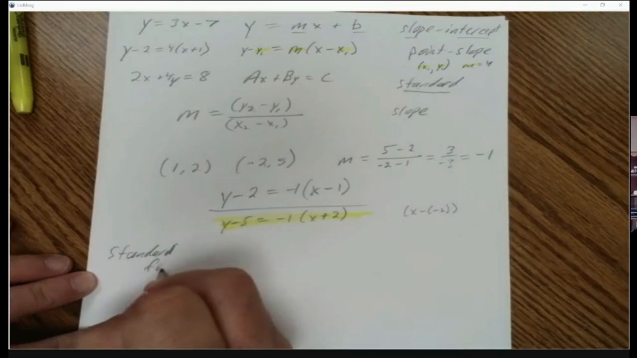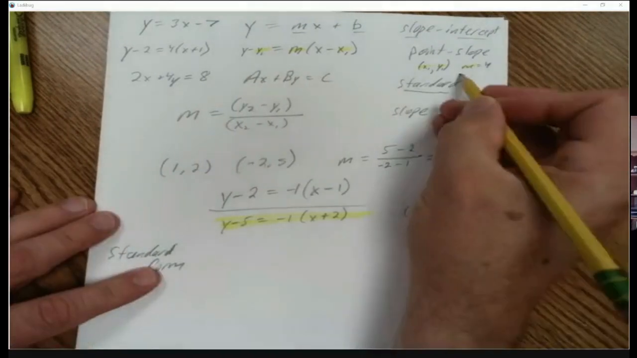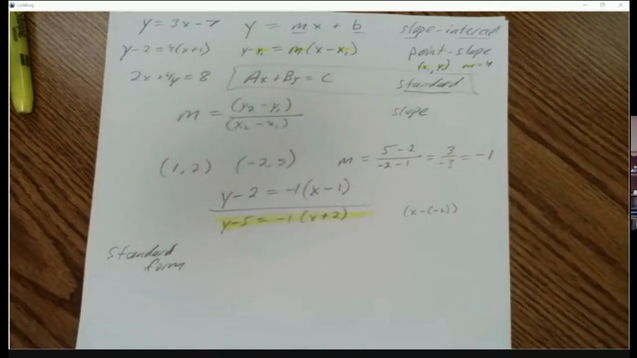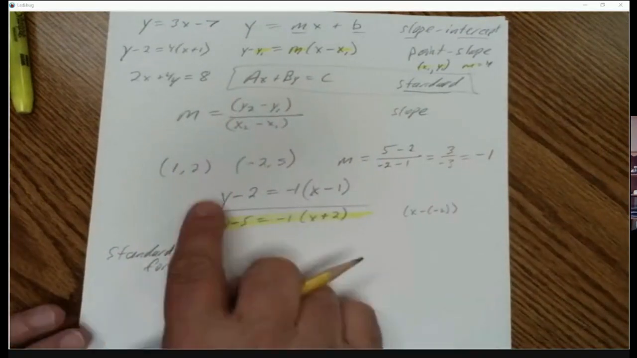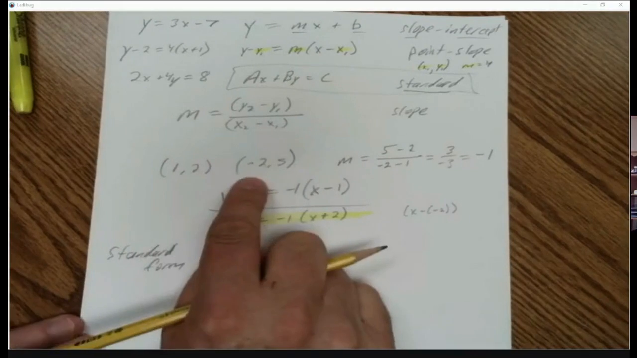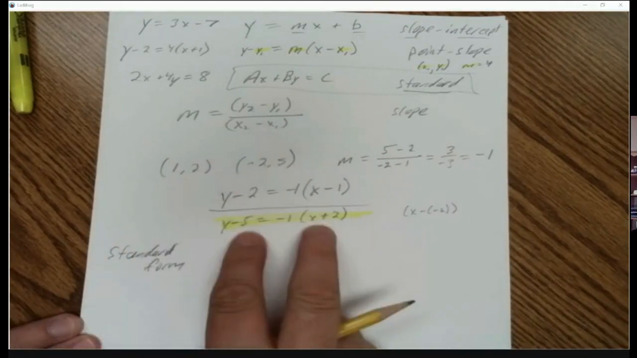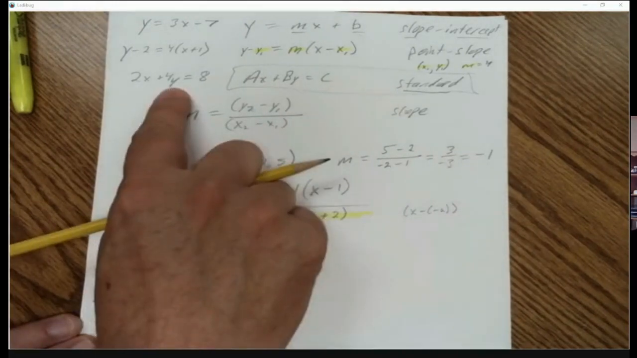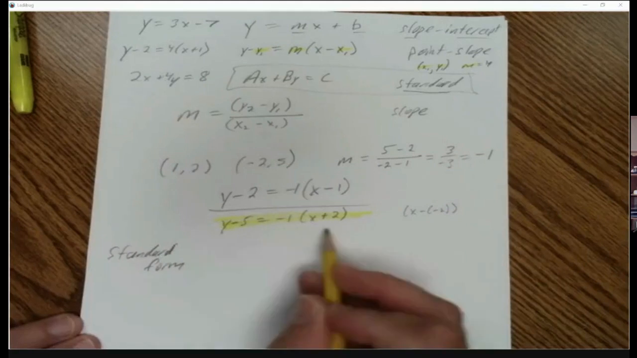Standard form. Well, this is standard form right here. If it says give the answer in standard form, but it just gave 2 points, we write the equation the only way we can right now, which is point slope, and then we'll take this equation and we will change it to standard form. So all we have to do is just do some algebra with this.